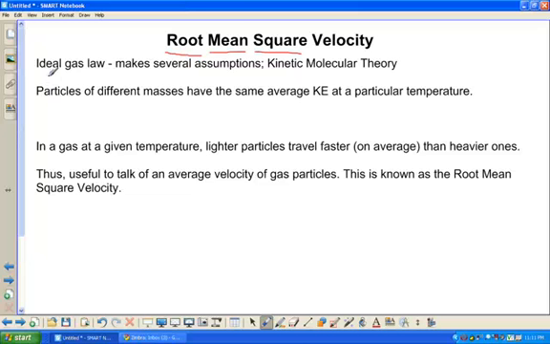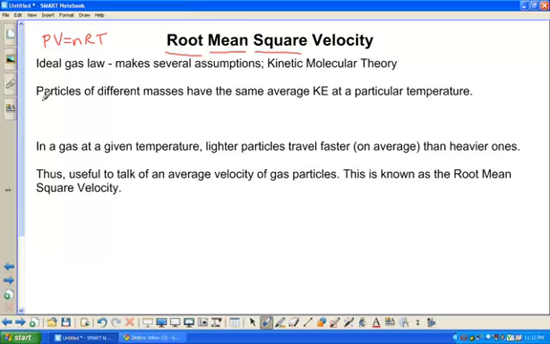Well, it comes from the fact that the ideal gas law that we've seen before, the PV equals nRT formula, is actually a simplification of what the actual formula is. There are several assumptions that are made in order to simplify this equation about the nature of gas particles and how they interact with each other and how they interact with the walls of a container. And those assumptions are called kinetic molecular theory. You'll see that in this current section of the textbook.